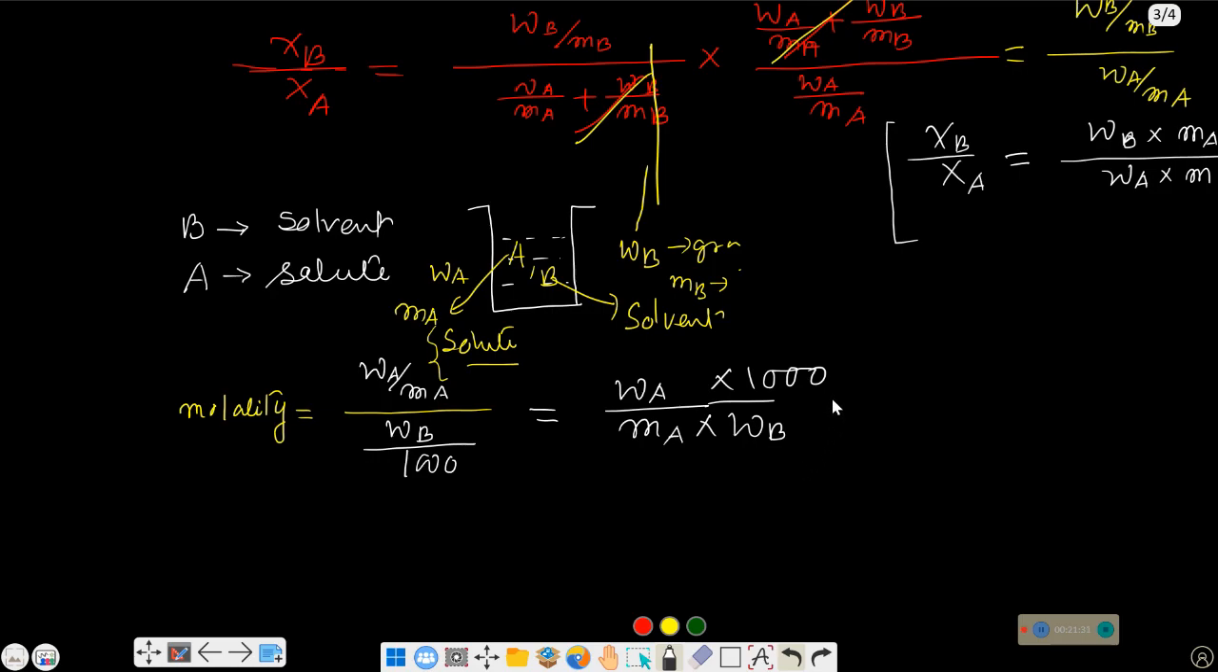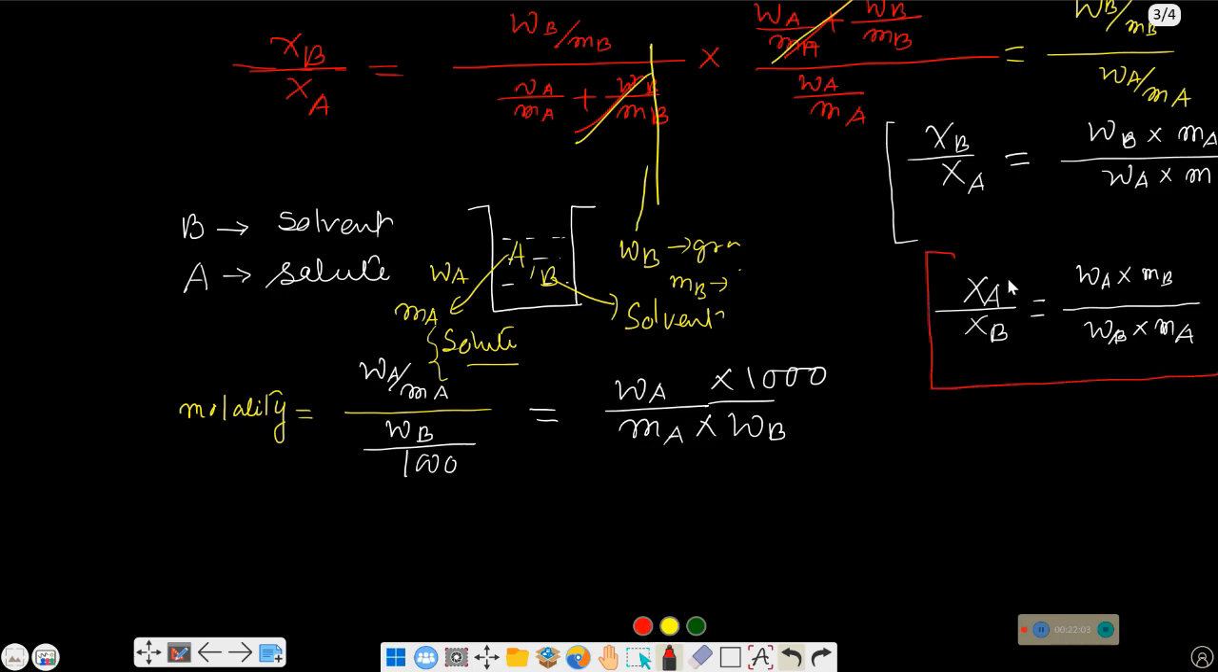So this is our molality formula, and another one is in our hand, right? So let us write this one, XA by XB, the mole fraction of the solute by the mole fraction of the solvent. What will it be? Just invert it: WA into MB divided by WB into MA, right? These two equations are important for us.